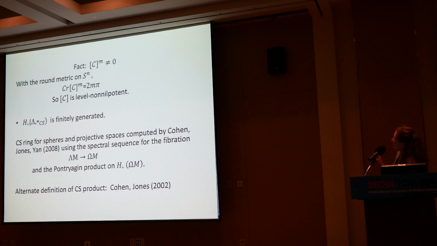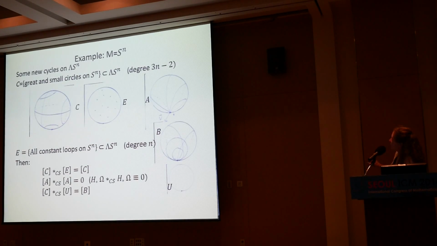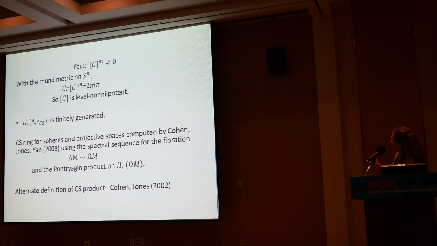It is a fact that this class C, the class of all circles great and small, is a basic homology class on the free loops. It's very important, and its powers are all non-zero, and it's also level nilpotent with the standard metric. Now, it is a fact that the homology ring of the free loops with the Chas-Sullivan product is finitely generated. What I've shown you on previous pages is almost a complete set of generators. And this ring was computed for spheres and projective spaces by Cohen, Jones, and Yang in 2008. They didn't use this geometric method, they used the spectral sequence.